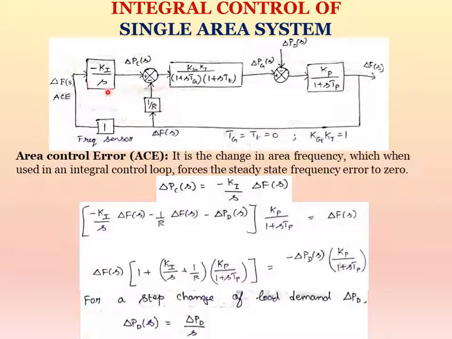Now this integrator will produce a real power command signal del Pc. This del Pc will actuate the speed changer. So this is your del Pc value, and the negative sign is for producing the decrease or increase command for the positive error frequency.